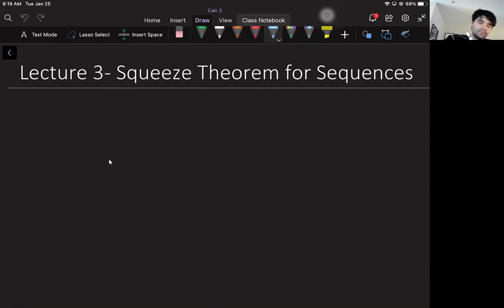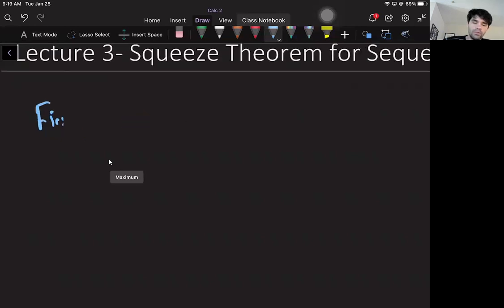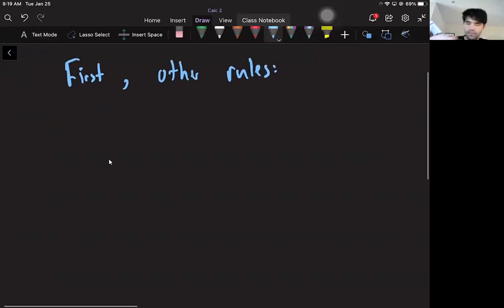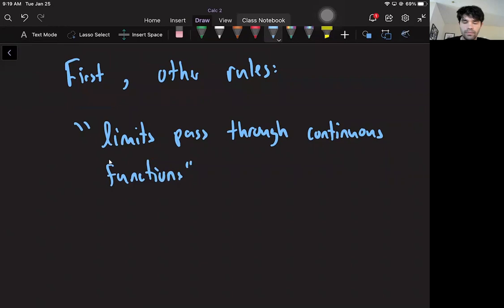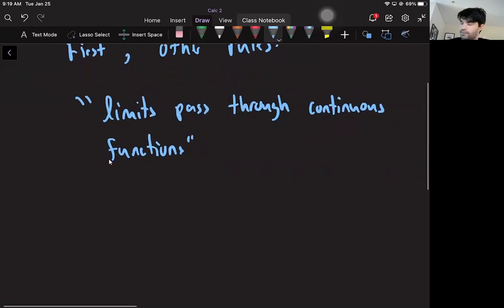But first, some other things to use. Other rules you can use. So one is that, it sounds fancy, but it's not so fancy: limits pass through continuous functions. So this is just a fact we get to use. You would prove it in a much later class.